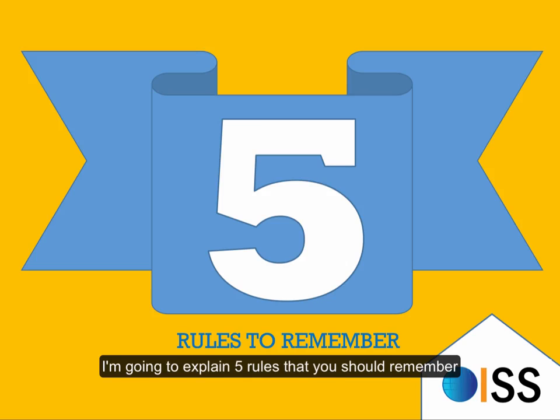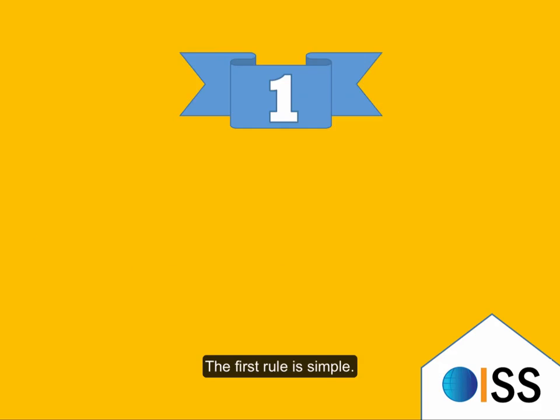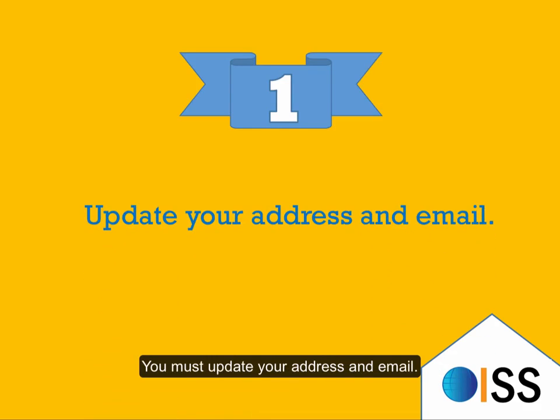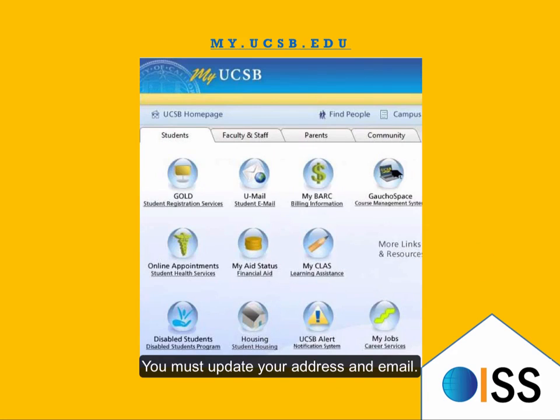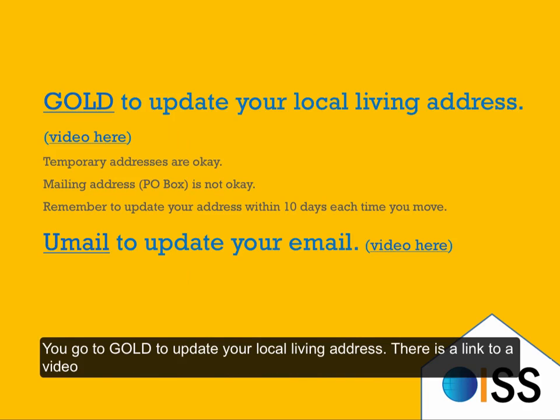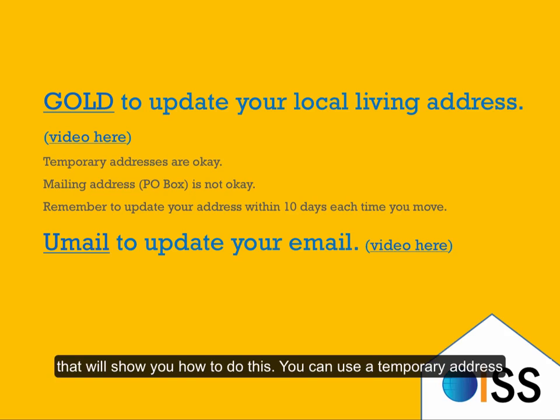I'm going to explain 5 rules that you should remember to protect your J1 visa status as a student at UCSB. The first rule is simple. You must update your address and email. You do this using myucsb.edu. You go to Gold to update your local living address. There's a link to a video that will show you how to do this.